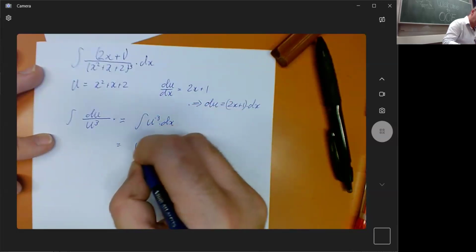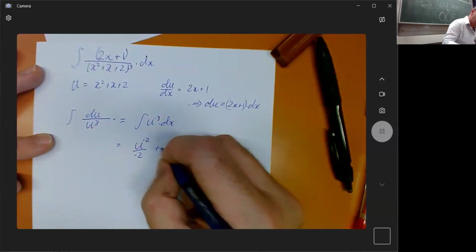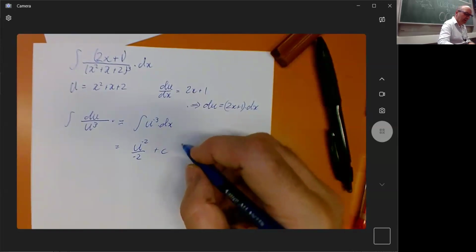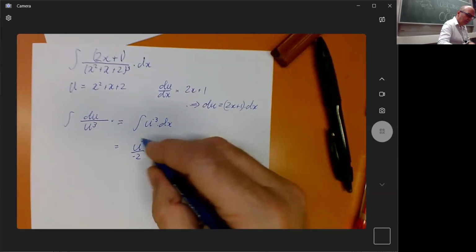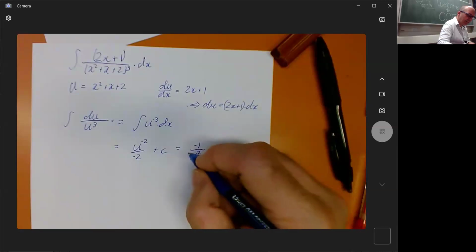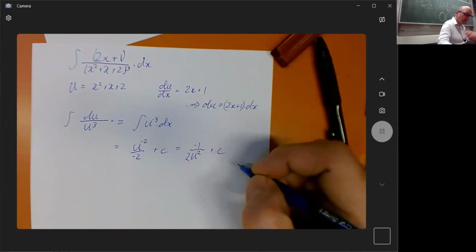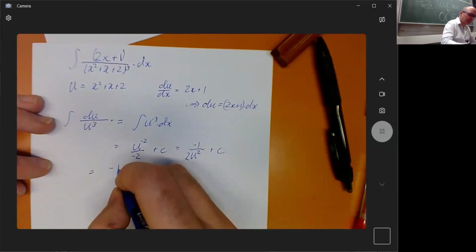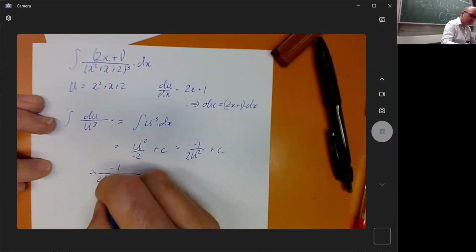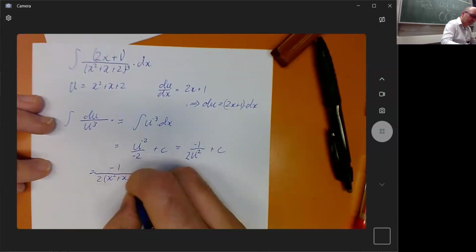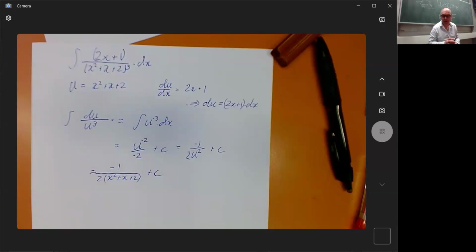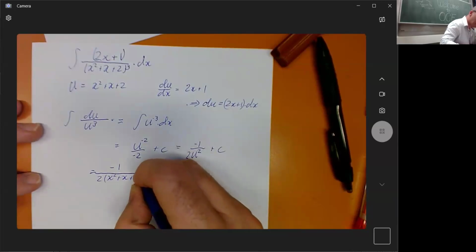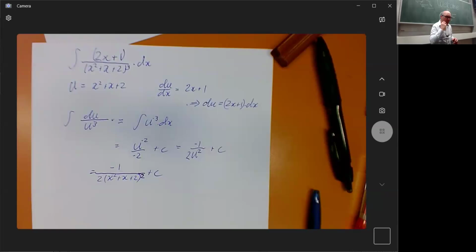Add 1 to the power, makes it minus 2, divide by the new power, add a constant of integration. I'm going to write this as minus 1, so that minus sign is going to float to the top. I'm going to put this thing with a negative power in the denominator without a power. I'm going to remember to write my 2, and I'm going to put my constant of integration. And then I back substitute. Okay, I've done that. Oops, 2. So I've done it that way.